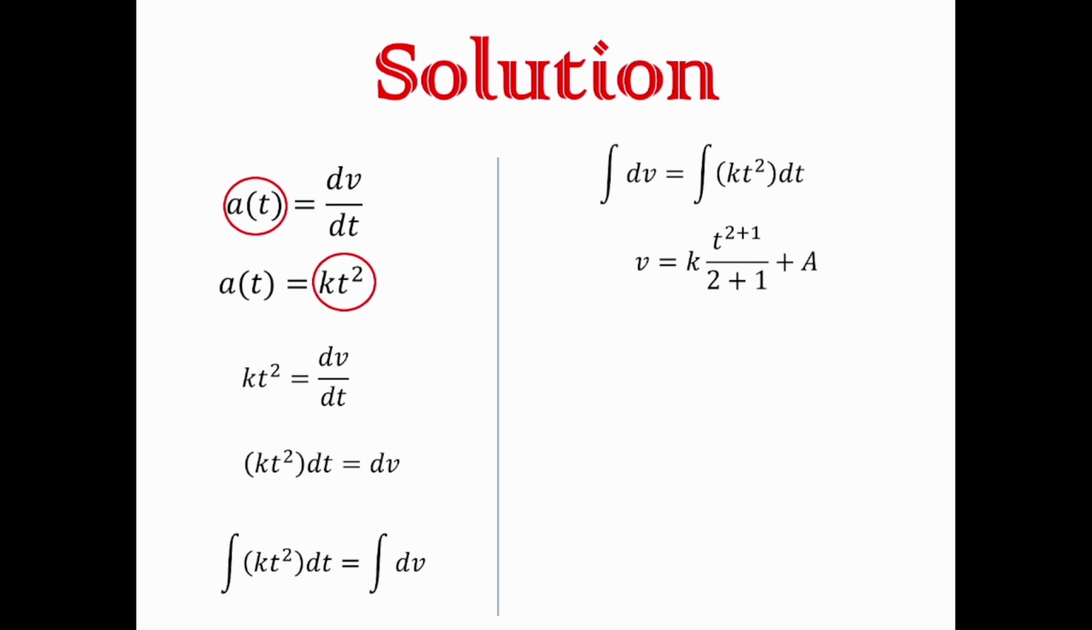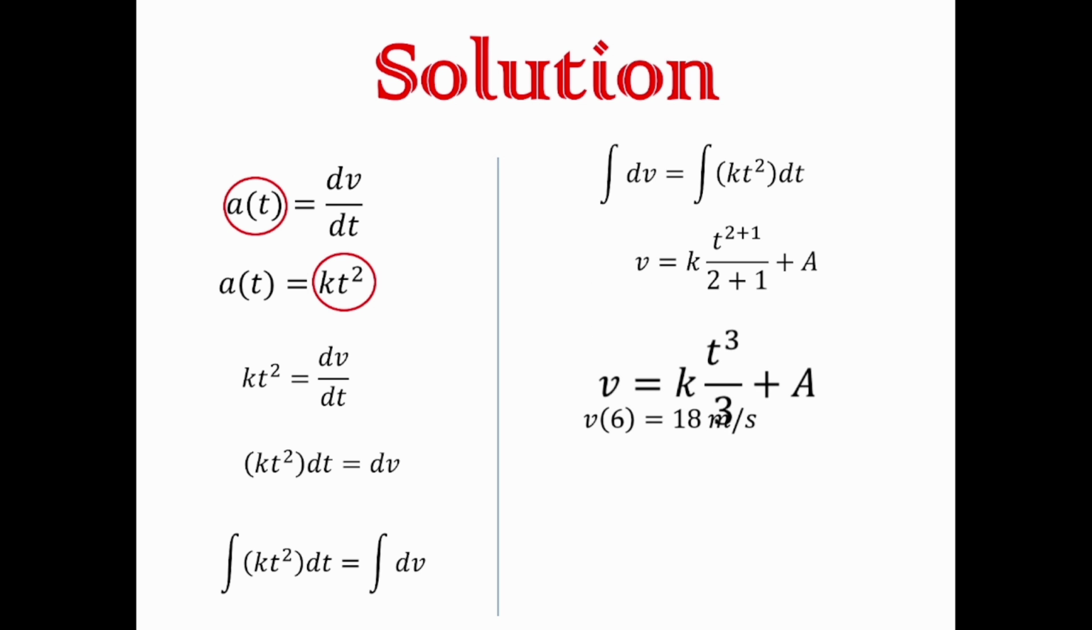We have that v is equal to kt raised to power 2 plus 1 divided by 2 plus 1. That's just the basic way of doing integration of algebraic terms. And we have our integration constant, a, here. So if you simplify this, what you have is v is equal to kt cubed over 3 plus a. And this is our equation for velocity.